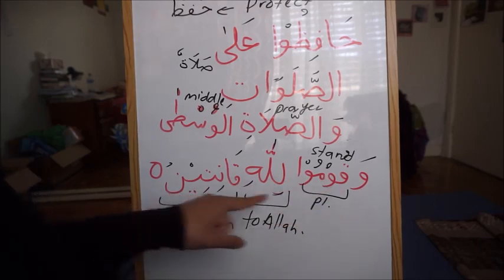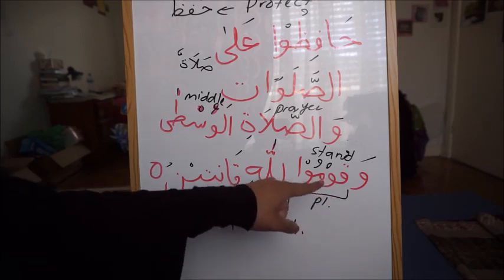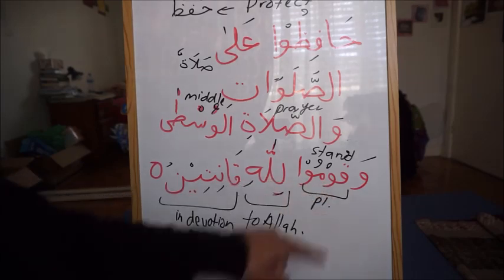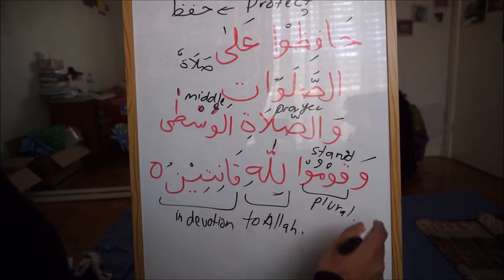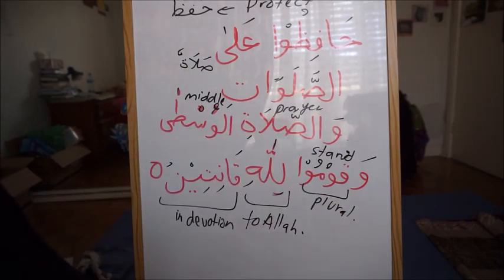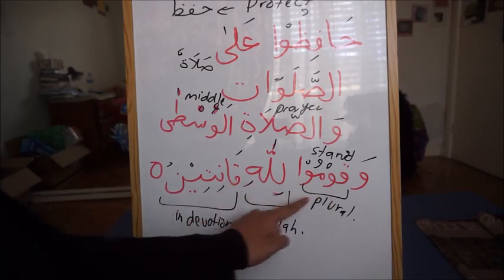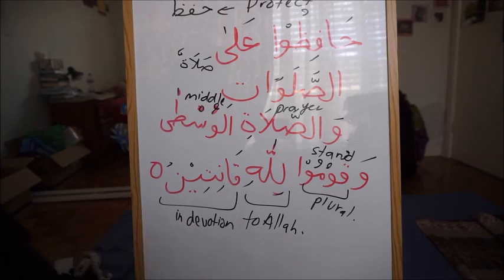So qumu lillahi qanitin. From this we can understand that qumu is in the plural form. So this obviously shows the importance of praying in jama'ah, in congregation, especially for the men. Lillahi qanitin, and when you pray, it should be in devotion. Qanitin has many meanings, but I'm not going to go into it.